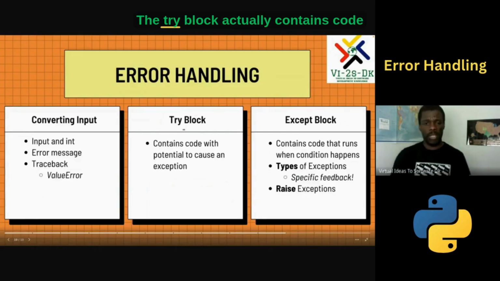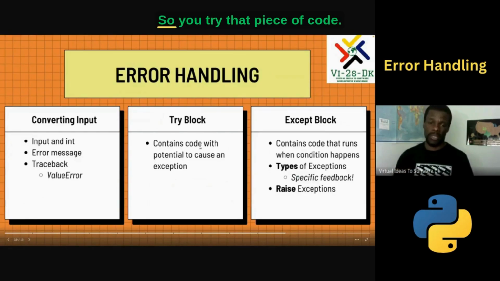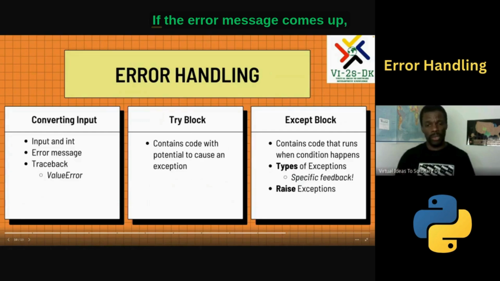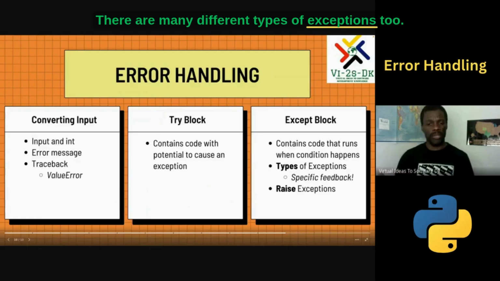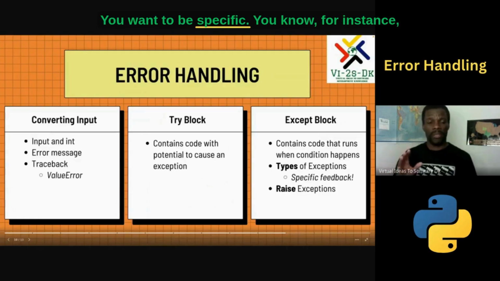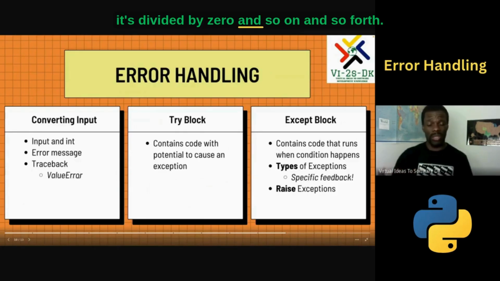The try block contains code that has the potential to give you an error message. So you try that piece of code. If the error message comes up, then you have an except block. This except block contains the code that runs when that error or condition happens. There are many different types of exceptions too. You want to be specific. For instance, a value error, file not found error, a divide by zero, and so on and so forth.